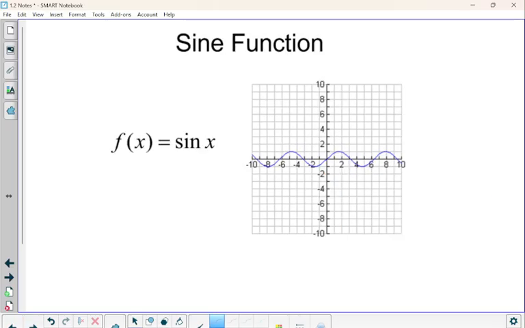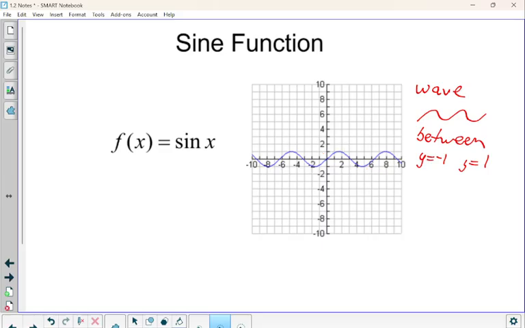Sine function. So we're going to spend way more time on sine, cosine, and tangent in the second half of this year. For now, I just need you to get a good idea of the shape. The shape is a wave between y equals -1 and y equals 1. So the highest it ever goes is +1. The lowest it ever goes is -1.